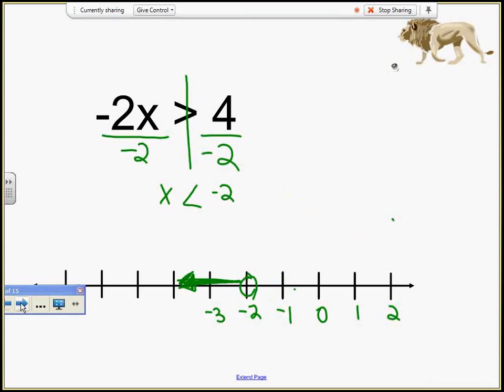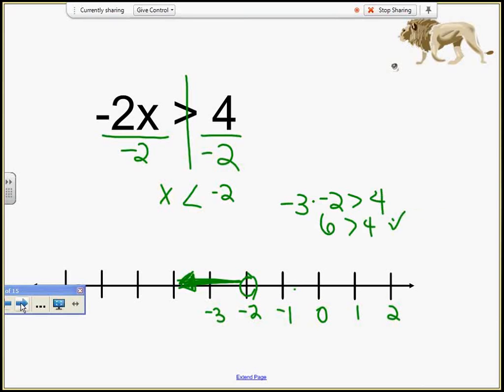So here we go. I know this is confusing, but follow me. I'm going to try negative 3. Negative 3 times negative 2 is greater than 4. Let's see. Yeah, that's true. So that's the correct side of that endpoint that I need to shade in.